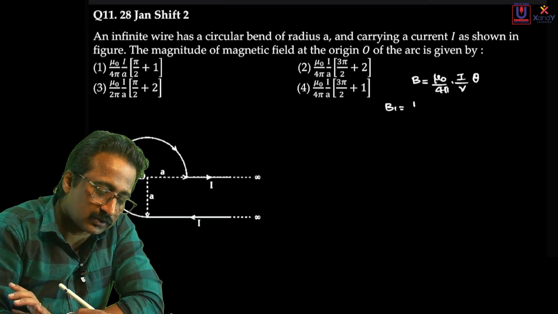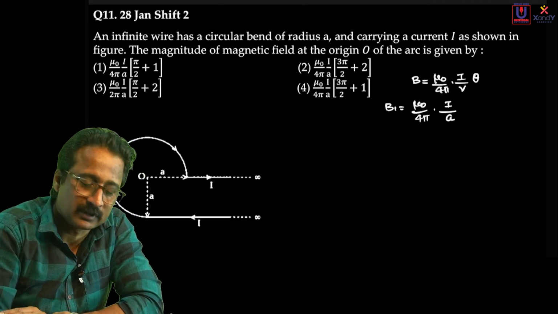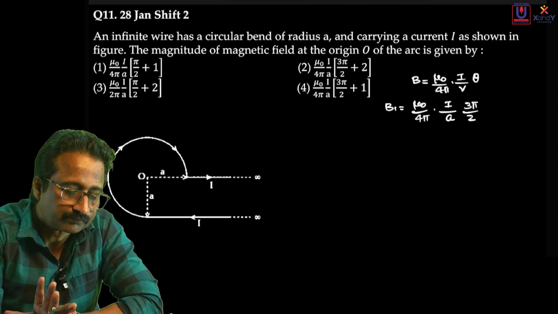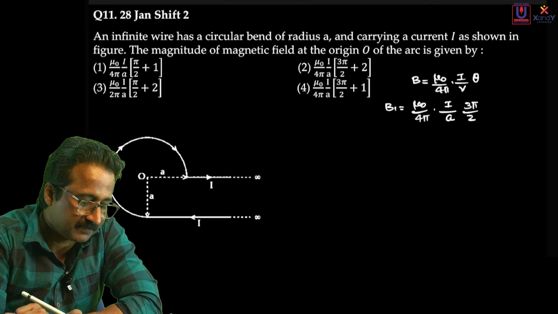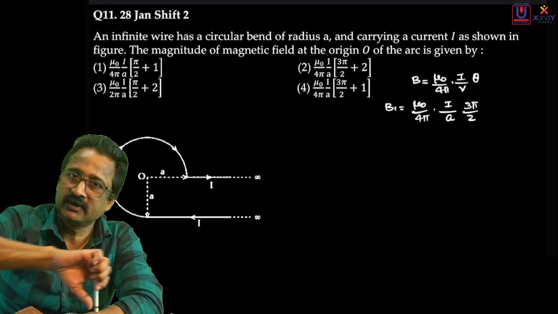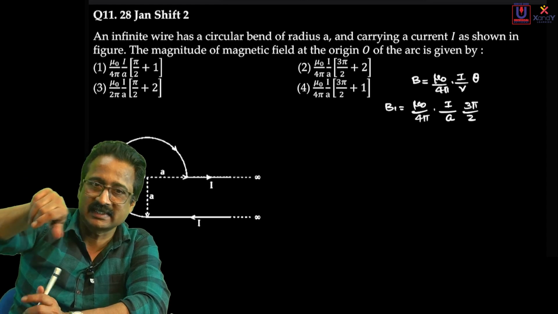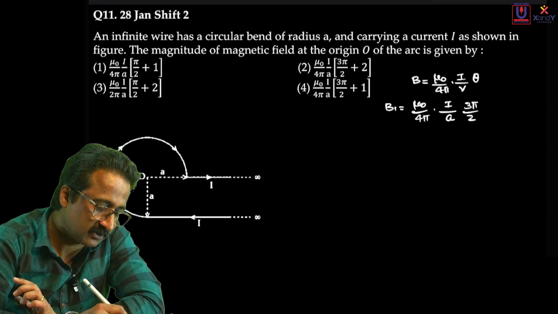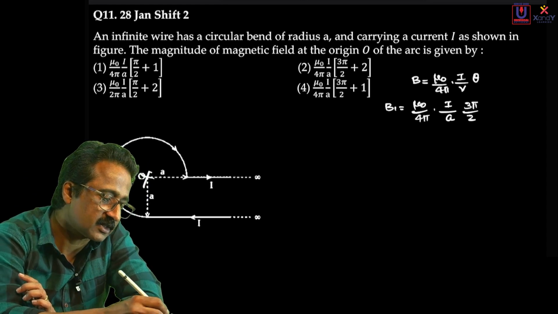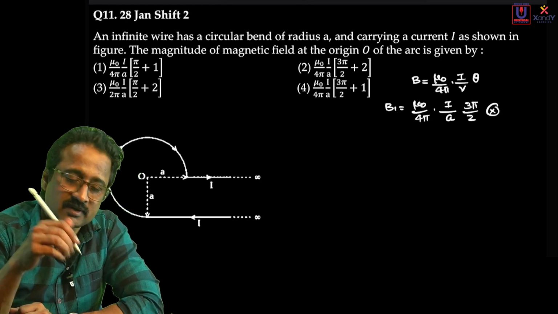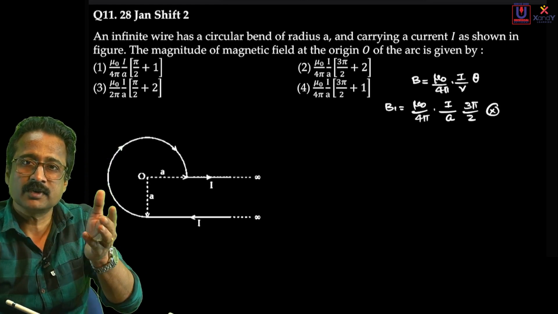B1 is equal to mu0 divided by 4 pi into I by r. Here r is a, the radius of the loop. That into theta is going to be 3 pi divided by 2. Okay, that is B1. Now in the sight, the magnetic field is inward, because when you apply the right hand thumb rule, you'll see that the field is inward. So here the field is going to be inward. I will just show the direction of field in the figure here. It is just inward. Okay, that is B1. That's the field due to the circular part.